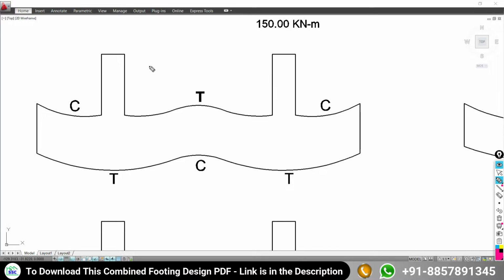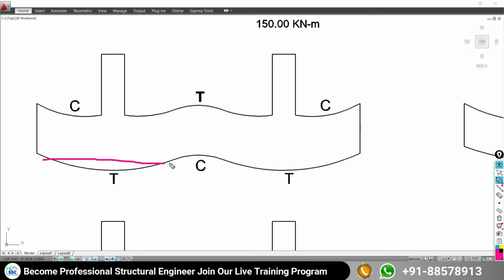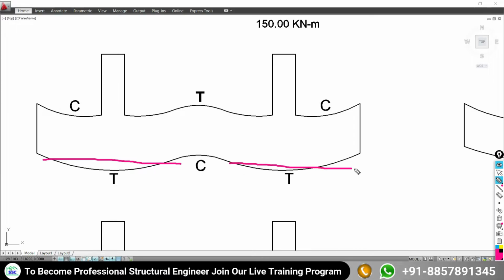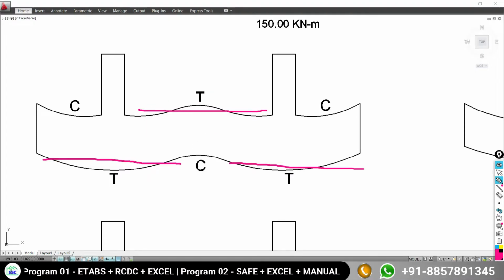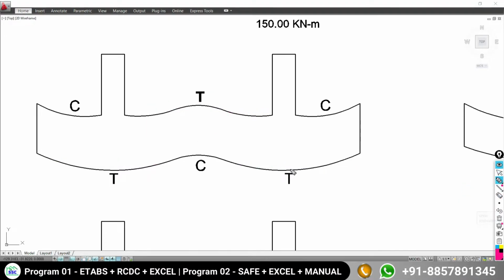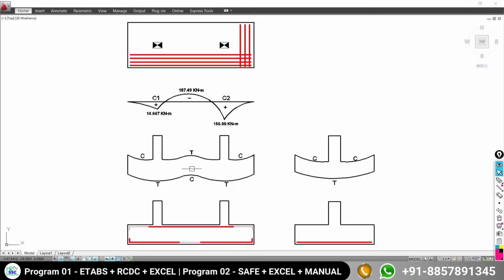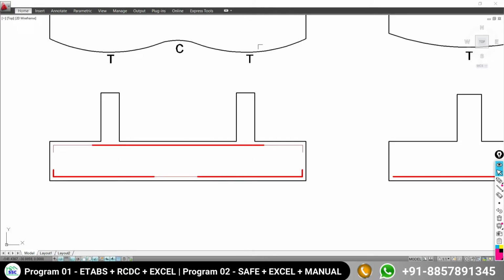So wherever you are getting the tension face, there you need to provide the flexural or tensile reinforcement, or main reinforcement. So for the combined foundation, we need to provide the main reinforcement here, here, and for the top portion we have to provide it here. So with this flexural behavior, you can decide the positions of the reinforcement that I have shown in a clear way in this figure.